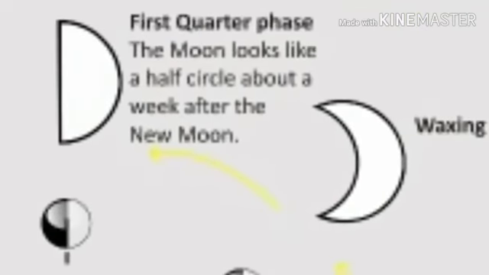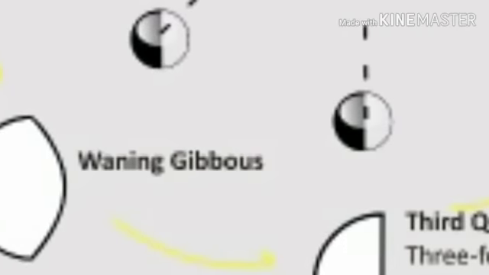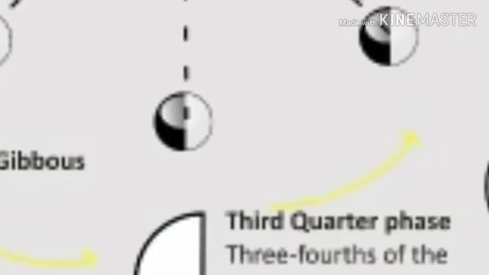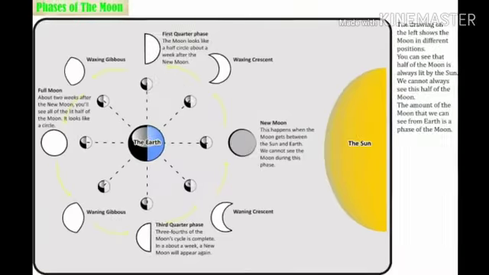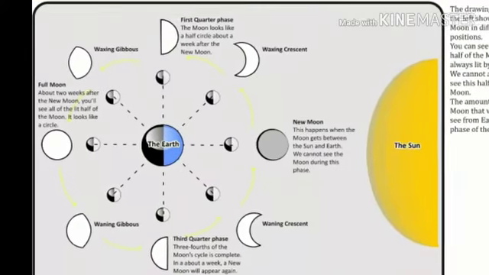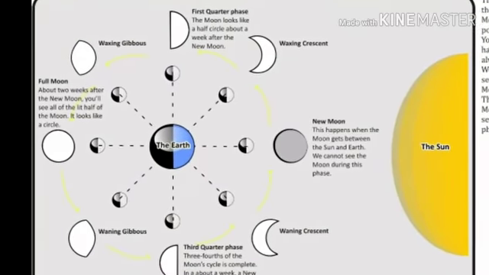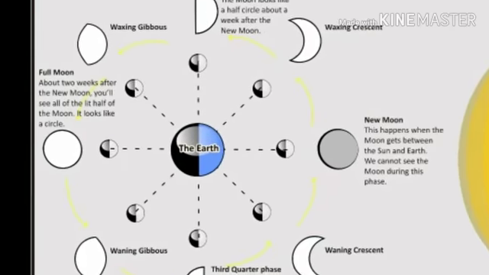When the visible moon seems to be getting bigger, we say it is waxing. When the visible lighted surface seems to be getting smaller, we say the moon is waning. When less than half of the visible moon is lit, it's called a crescent. And when it's more than half, it's called a gibbous.